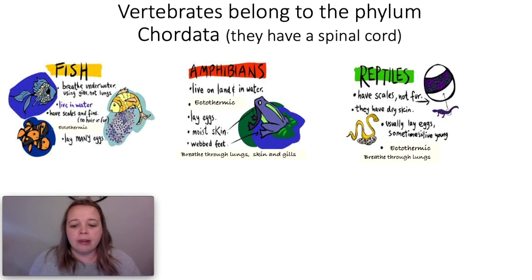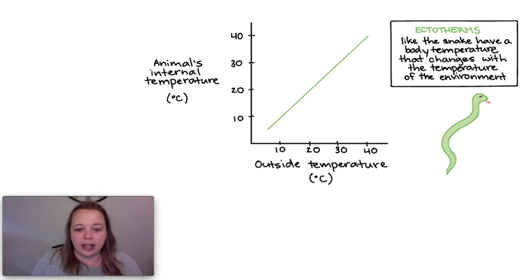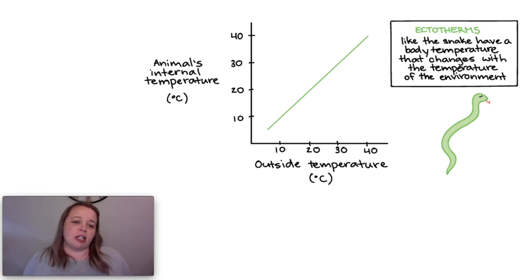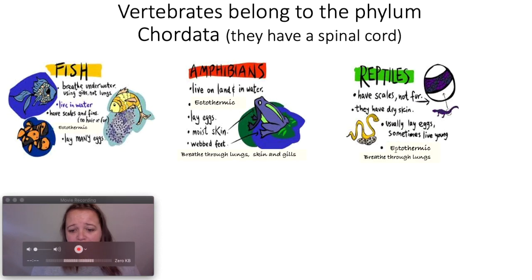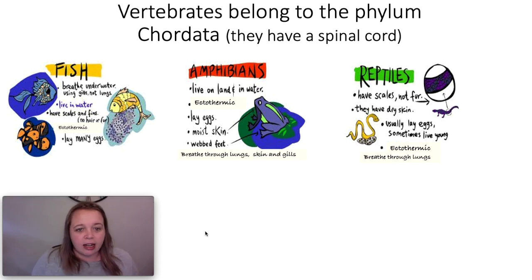And then we also consider reptiles to be ectothermic, just like the amphibians and just like the fish. So all 3 of these groups don't have the ability to regulate their body temperature. Their body temperature changes as the environmental temperature changes. But no more skin breathing, no more gill breathing. These guys exclusively breathe through lungs.